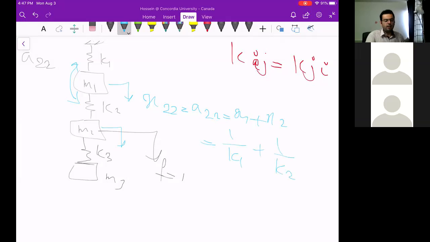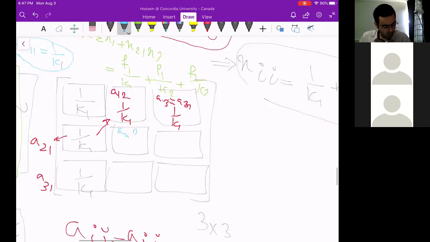Because in the series spring, the force will be transferred and applied at each mass, the unit. So the displacement at mass 1 is 1 over K1, and the total displacement at mass 2 would be 1 over K1 plus 1 over K2. So here, just say 1 over K1 plus 1 over K2.